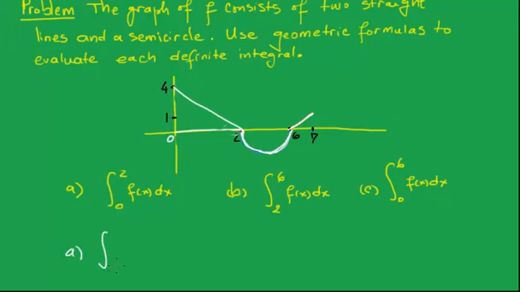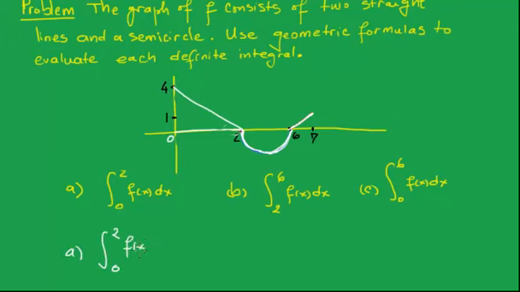The integral from 0 to 2 of f of x dx. This is a definite integral, so we go from 0 to 2. So the region here is this one that I'm shading, and it's above the x-axis. So that definite integral would be positive. So equals plus.